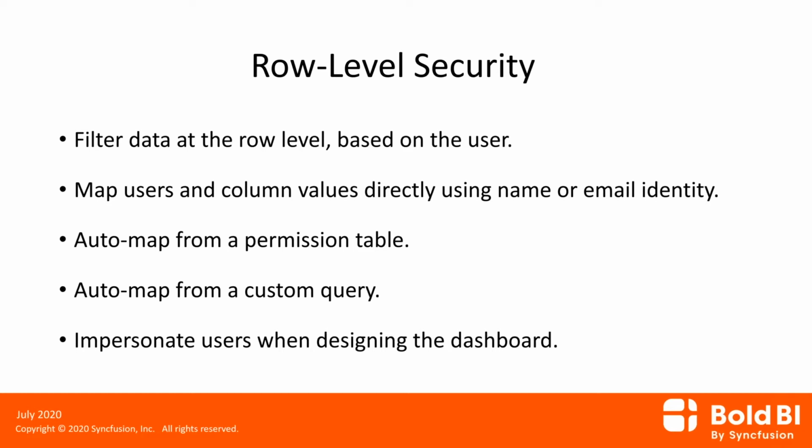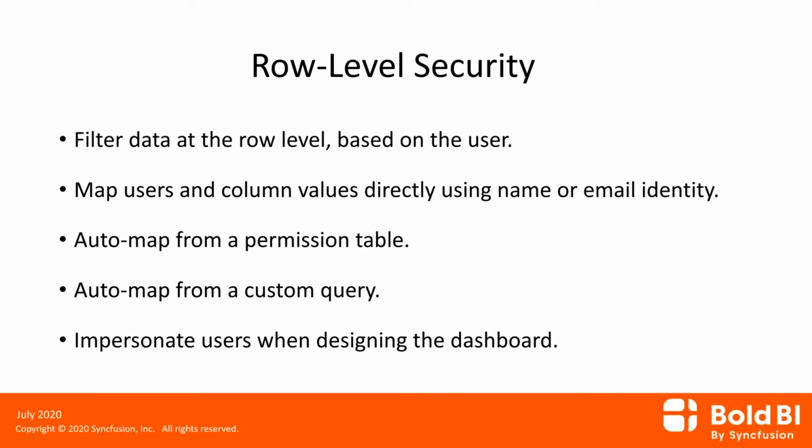We also have an option to automap the permission for users and their values using a permission table or a custom query, so that if you have a very large number of users, you don't have to manually map the values every time, and it could be a tedious process on a large scale. So we have an auto map option from a table. And finally, we also have an option to impersonate users when you build a dashboard. In case when you build a dashboard and you'd like to see how it is going to look for, say, client A, you can just impersonate them and take a look into how it is going to be displayed for them. And let's see this in action in the application.